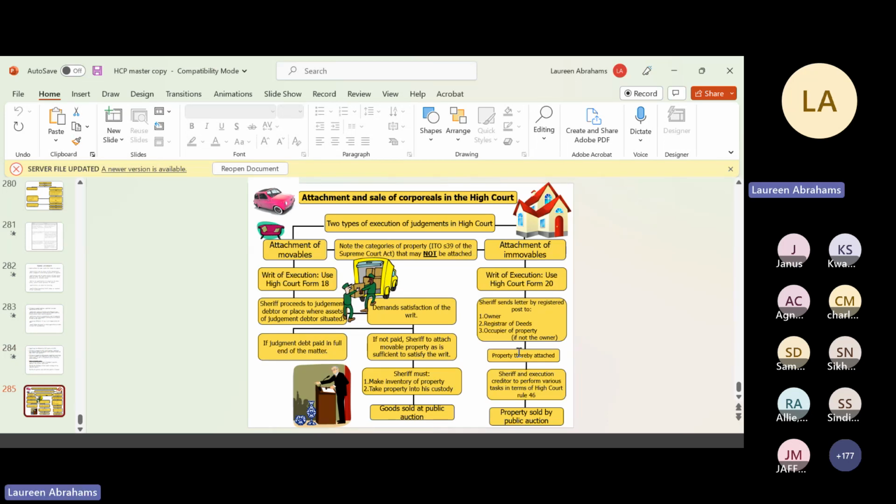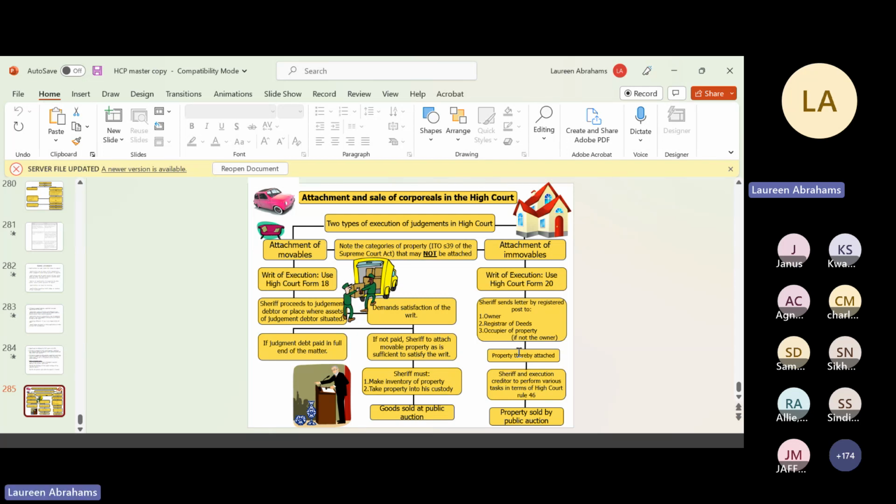Then we come to the execution of judgments, right? We've talked a bit about this, the sheriff going and attaching, when we did interpleading just now. When the judgment is handed down by the court and the judgment debtor does not satisfy the judgment debt, you have a writ issued. Now, if you want to attach movables, you will have a writ issued. It's High Court Form 18. The sheriff then proceeds to the judgment debtor or the place where his assets are, and he will demand satisfaction of the writ. If the judgment debt is paid in full, that is the end of the matter. If it is not paid, the sheriff will attach as much movable property as is sufficient to satisfy the writ.